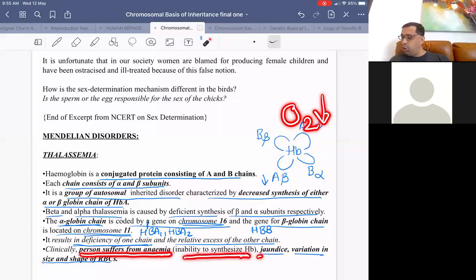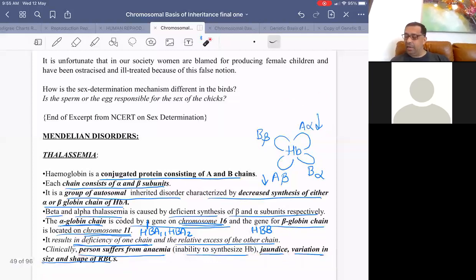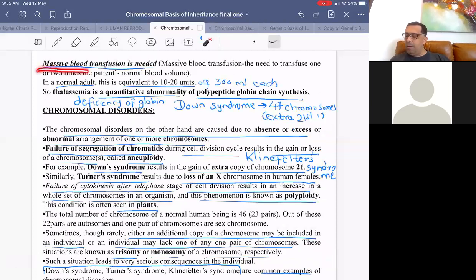और साथ में jaundice होता है, variations in size and shape of the RBC होते हैं, multiple symptoms are there, and you require massive blood transfusions to save these people. In adults, it is equivalent to 10 to 20 units of 300 ml each. So 10 to 20 bottles of blood of 300 ml are given every month because there is deficiency of hemoglobin.